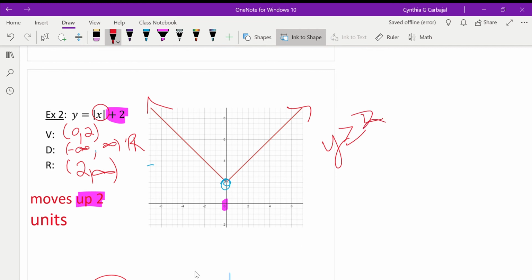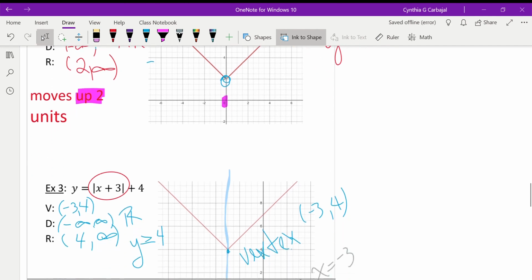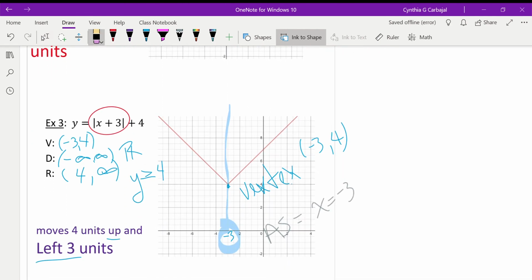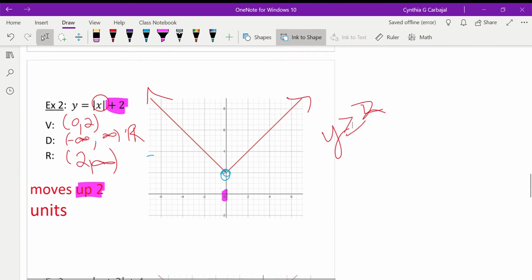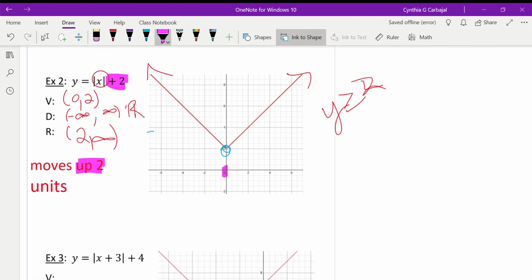Alright, next example. In this example, you have two things going on at the same time. Oh, one thing I didn't cover in the last one is axis of symmetry. Remember, the axis of symmetry is a line that cuts it down the middle. So down the middle, it's still at the middle of the whole thing. So our axis of symmetry, and I'm going to use AS, is x equals 0.